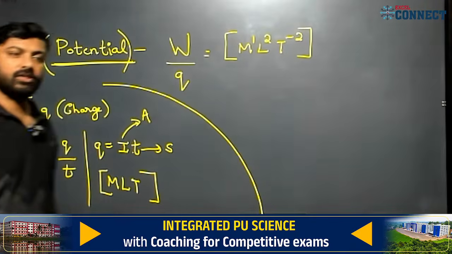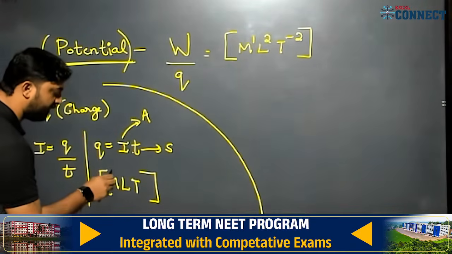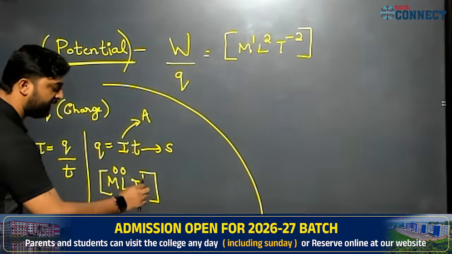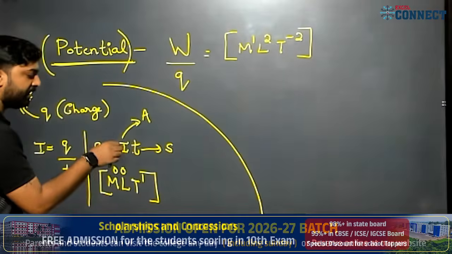So dimension formula for charge is M0 L0 T1 and here there is ampere.